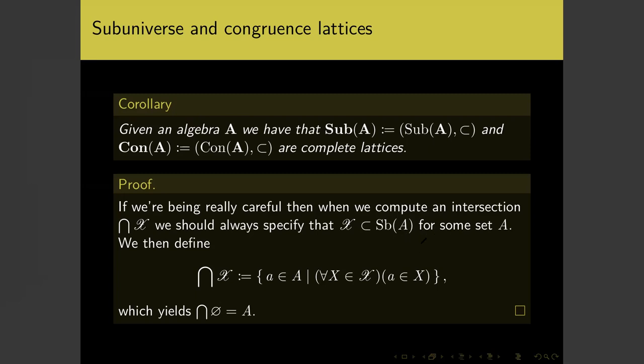In set theory language, I think people would say that this is a universal set, or our universe, which is obviously very similar to the situation in universal algebra where, for example, when we do this for the subuniverse lattice, the set A will actually be the universe of our algebra, although we might be looking at something like A squared if we're talking about the congruence lattice instead. Either way, the important thing is to define the intersection with reference to this universal set, say A or A squared, depending on the situation. So it should be all little a in A such that for all x in our collection of subsets script X, a is in that set x.